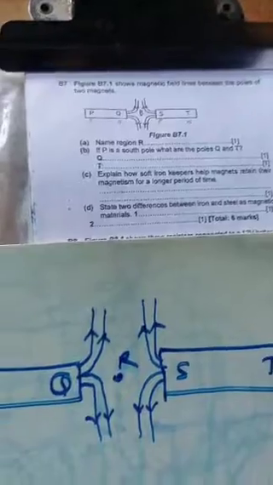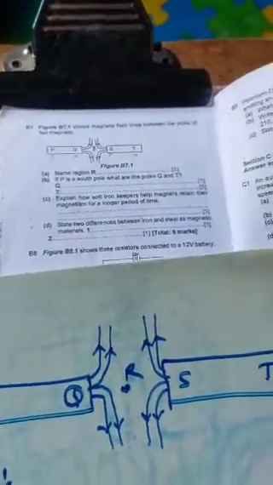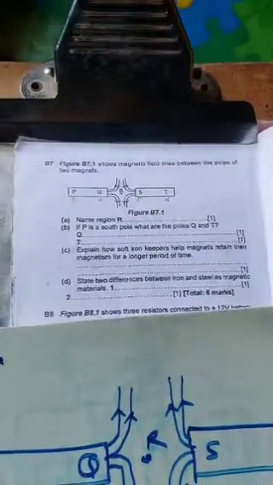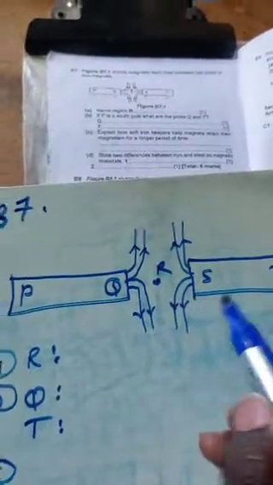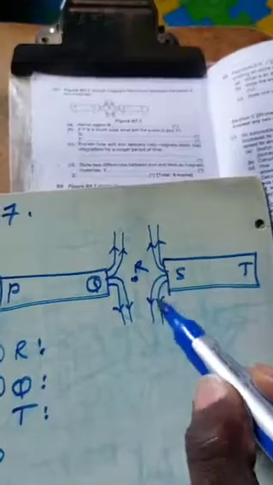Okay, so now we answer a question from 2017 GCE, number B7. Figure B7.1 shows magnetic field lines between the poles of two magnets. So we have those two magnets. I've drawn them here. The magnetic field lines look like they are coming out of the poles, and they are repelling each other like that.